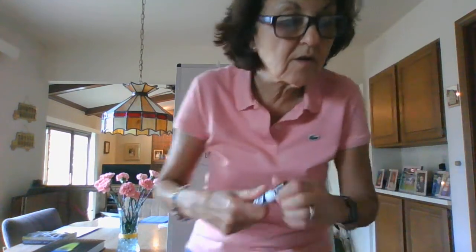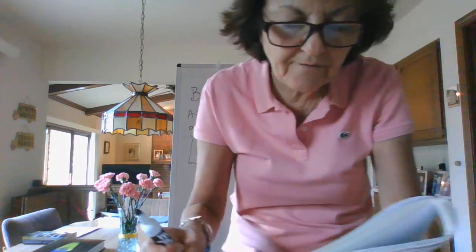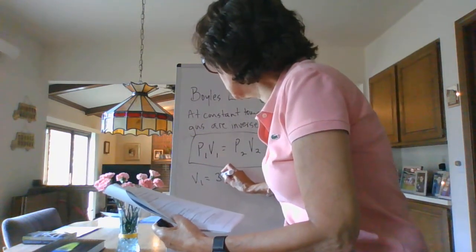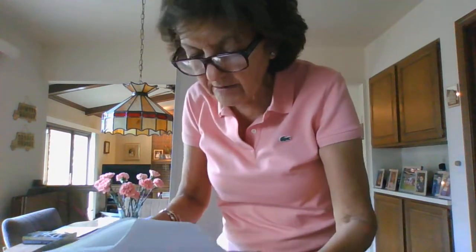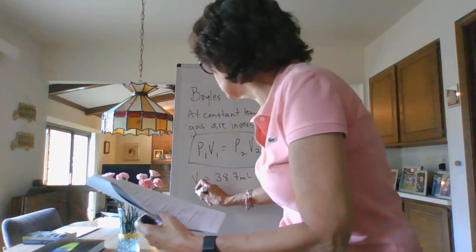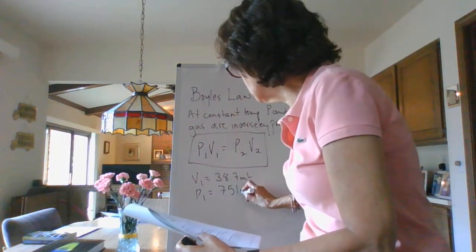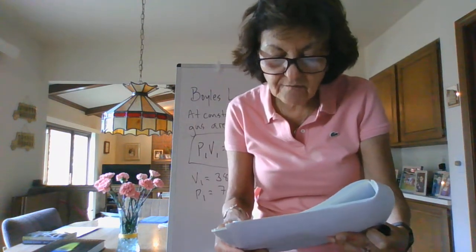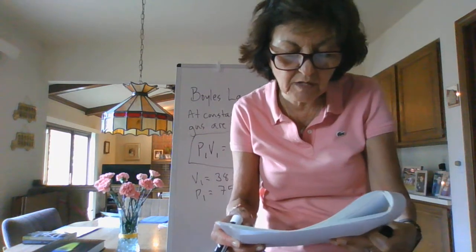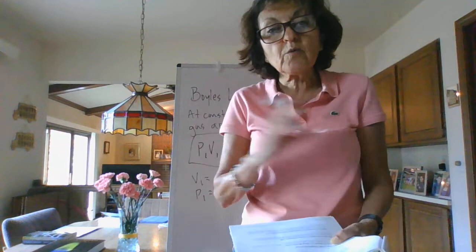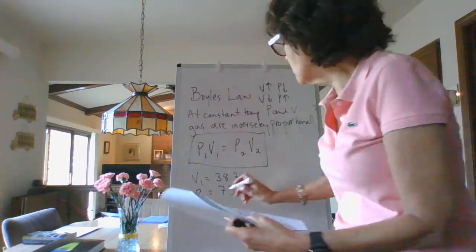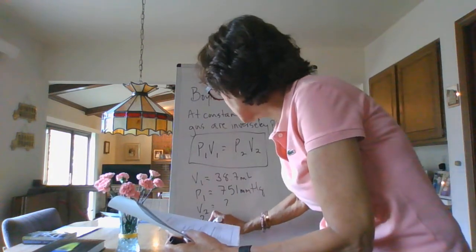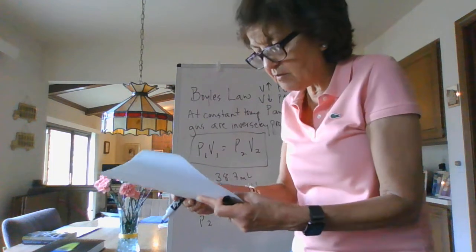Let's talk about an actual problem. You have oxygen gas that occupies 38.7 milliliters. So V1 is equal to 38.7 milliliters, at a pressure of 751 millimeters of mercury, and 21 degrees Celsius. What is the volume if the pressure changes to 359 millimeters of mercury while the temperature remains constant? Remember, with Boyle's law, the temperature has to remain constant. So they're asking you, what is the new volume? V2 is what we don't know. And then P2, we're changing the pressure. Instead of 751 millimeters of mercury, it is now 359 millimeters of mercury.